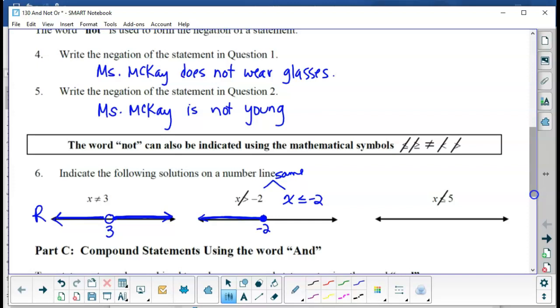Here, x is not less than or equal to 5. So it's not on the left here, less than or equal to. It's not even equal to. So it's going to have an open circle and then to the right. So this is the same as x greater than 5. Those are the same.